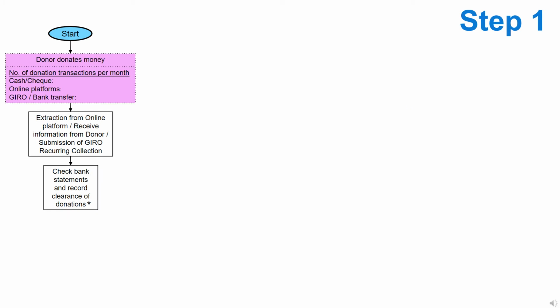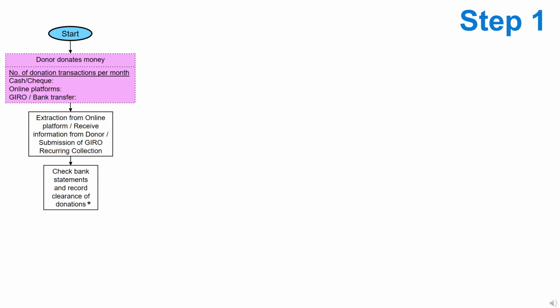Let us begin with the first step. Typically, a donation process starts when a donor donates through one of the various donation channels that your organization has. They come in a variety of forms: cash or check, via giving.sg, a bank transfer, or it could be a GIRO standing order. You will extract reports from these platforms, and check against your bank statements to confirm the receipts.